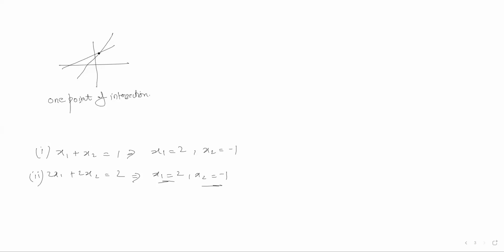So when there is one point of intersection, we say that there is exactly one solution. And when it is a case of coinciding, that is, the first line and the second line are coinciding, there are infinitely many solutions. It will coincide.